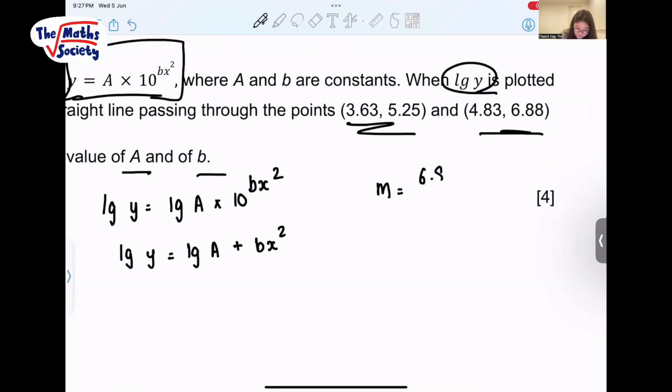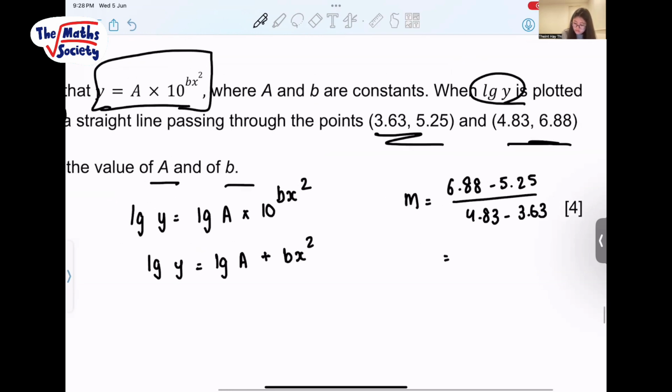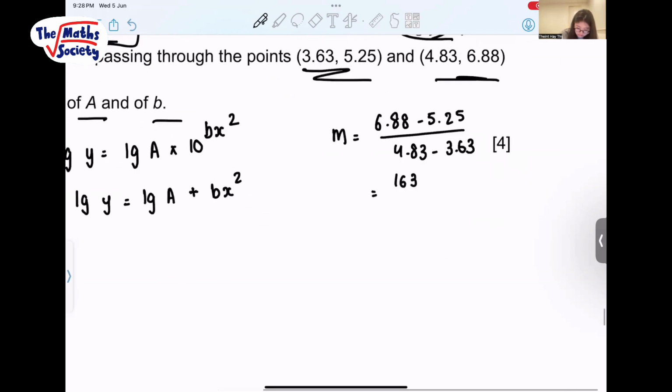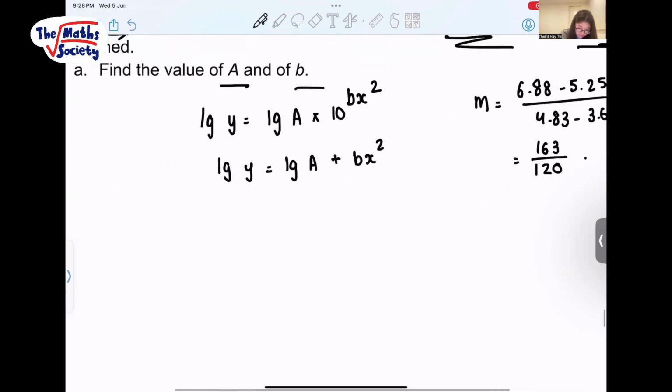So firstly, let's find the gradient as well. So it's going to be 6.88 minus 5.25 by 4.83 minus 3.63. So it's 163 by 120. And that is your m. So we have here lg y, 163 by 120 times x squared, because it's bx squared plus c.